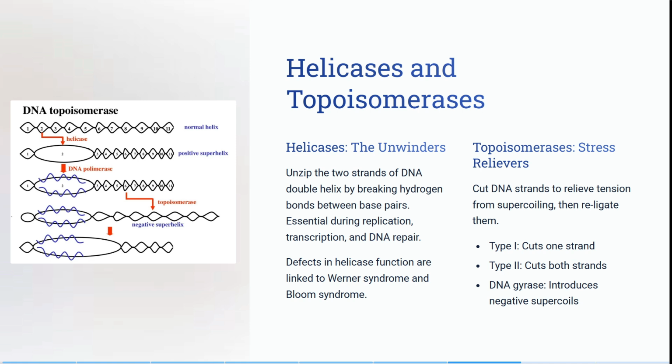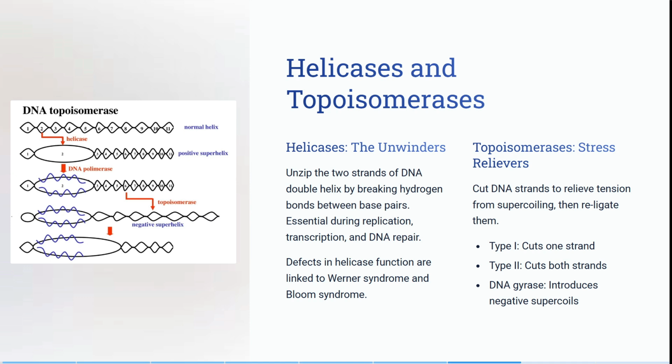In fact, defects in helicase function are linked to serious genetic disorders, such as Werner syndrome and Bloom syndrome, which are both associated with premature aging and increased cancer risk. However, as helicases unwind DNA, they introduce supercoiling, like when you twist one end of a rope and it gets more tightly wound in another section. That's where topoisomerases come in. These enzymes cut one or both strands of DNA to relieve the tension and then religate them.